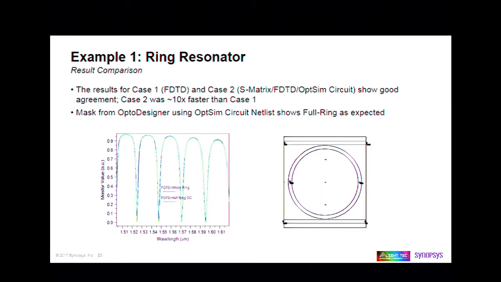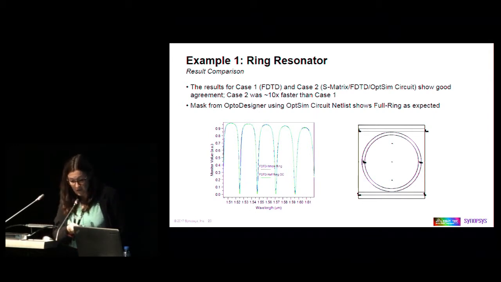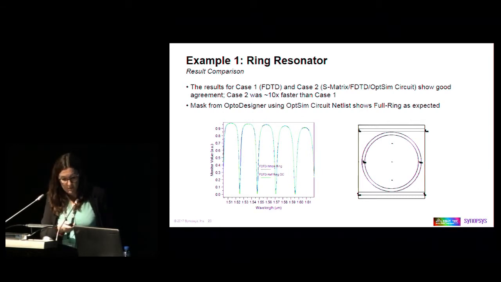So in this case, we are checking a full FDTD study of the whole ring. And the green line is from FDTD plus circuit, so the schematic level analysis of a half ring. And we have a really good agreement. But of course, now it's 10 times faster using the half domain of the ring resonator plus OptSim Circuit.